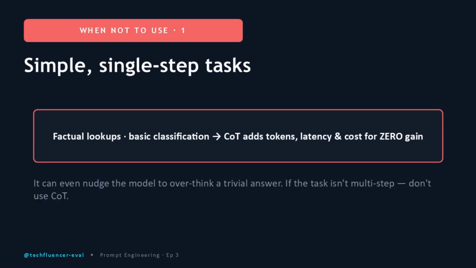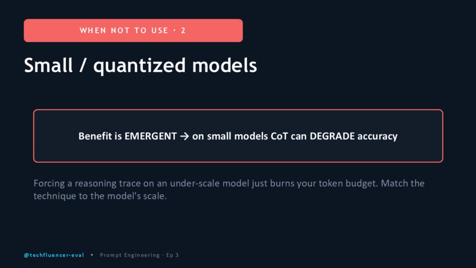Now the part tutorials skip: when not to use it. First, simple, single-step tasks. For a factual lookup or a basic classification, chain of thought adds tokens, latency, and cost for zero accuracy gain, and can even nudge the model to overthink a trivial answer. If the task isn't multi-step, skip it. Second, small models. The benefit is emergent, remember. On a small or heavily quantized model, forcing a reasoning trace can degrade accuracy and just burn your token budget. Match the technique to the model scale.